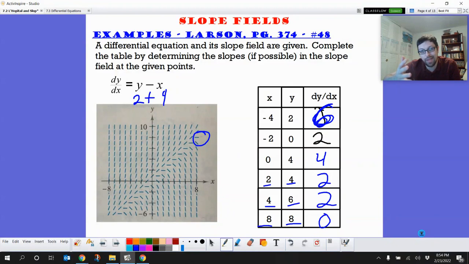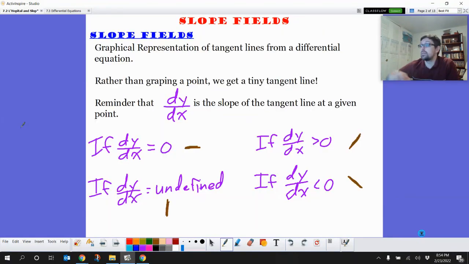Everybody else is just going to be slanty. But they're all going up, so they must be positive. And for the most part, that's what you're going to be looking for. If you make it yourself, you just plug in the numbers. If you're just trying to look at the graph, it's like, oh, it's going up. It's positive. I don't really care how positive it is. It's going up. And that's our quick review of slope fields.